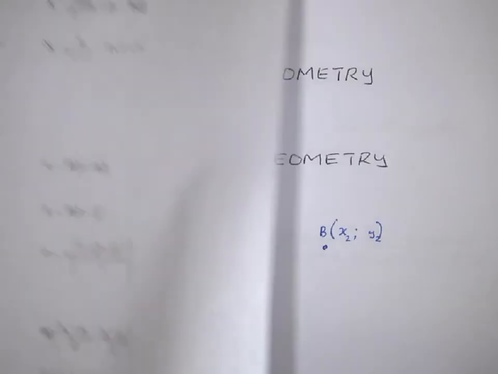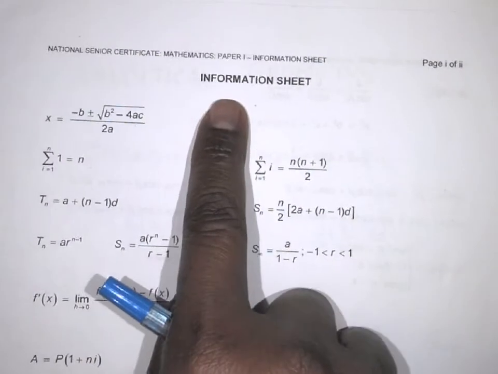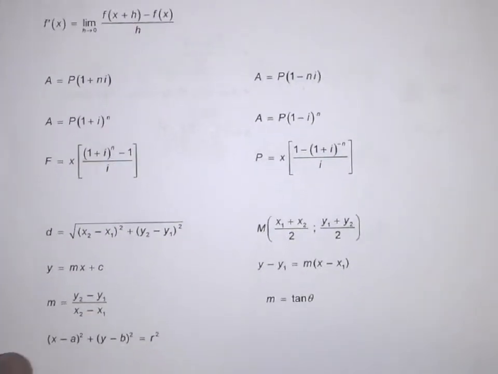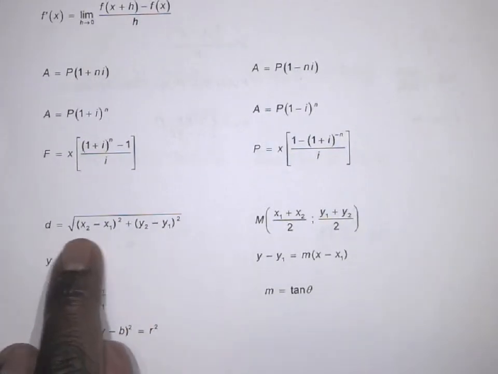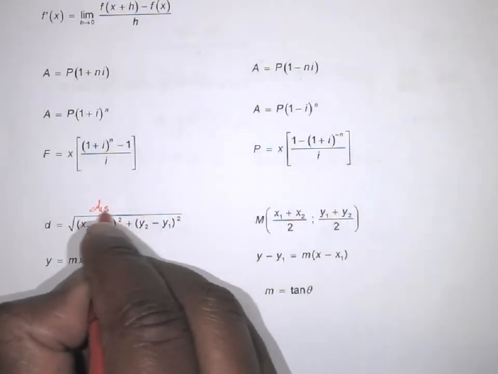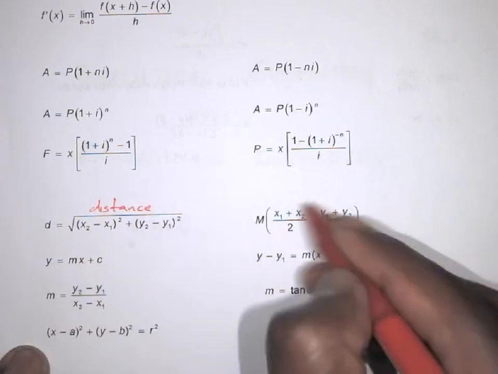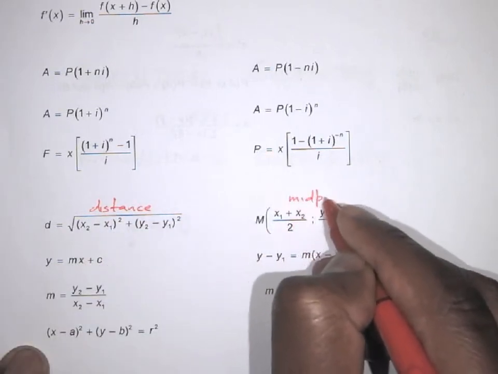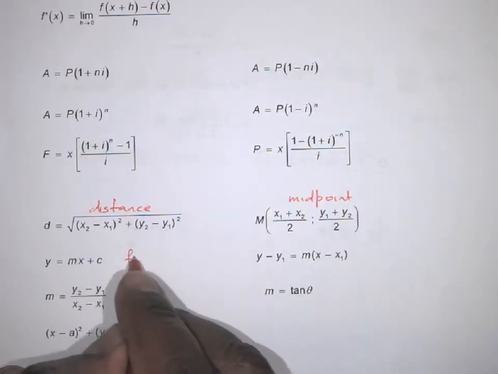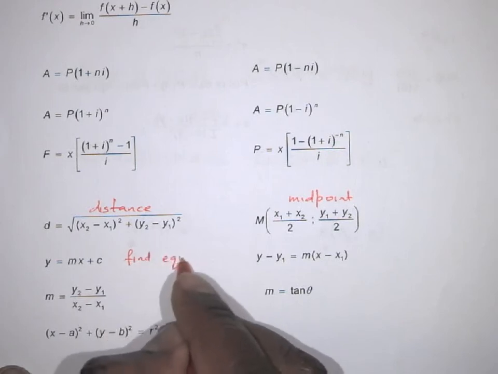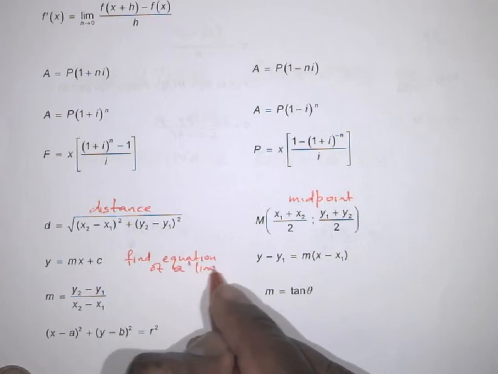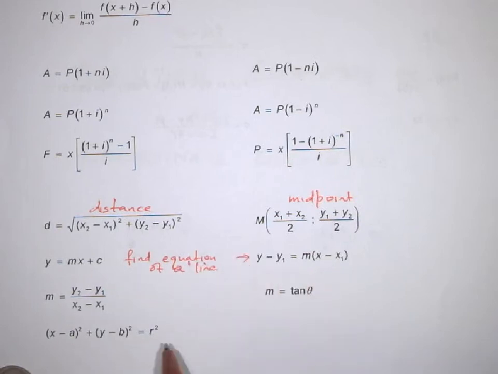You will recall from your information sheet in the exam that you do have some formulae that you can use for coordinate geometry, which is this one. This is for the distance. We'll use this formula for distance, and you use this one for the midpoint. And this one when you're trying to find the equation of a line, same as this one over here, finding the equation of a line.